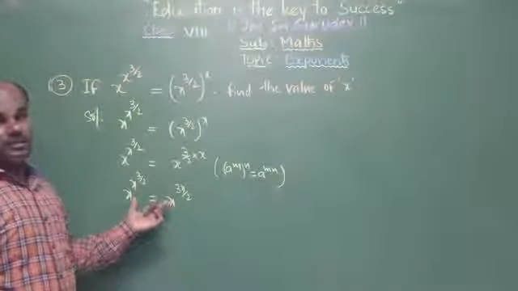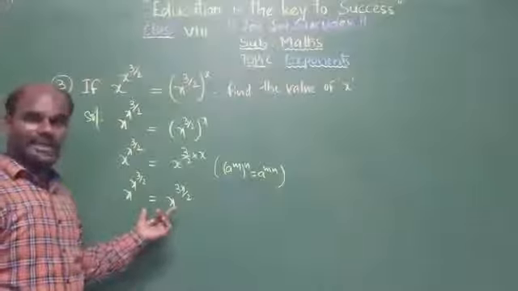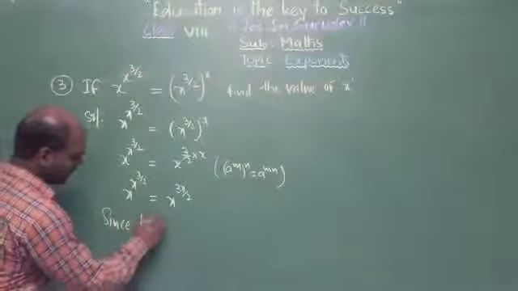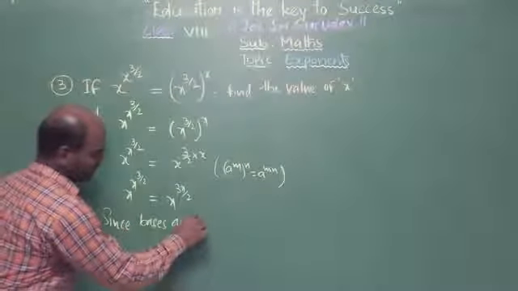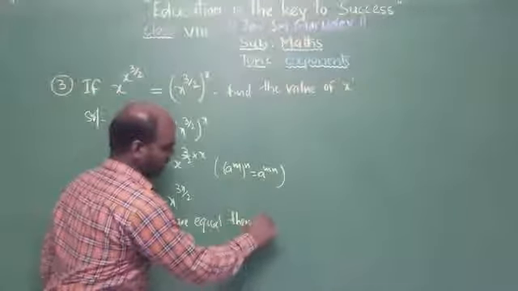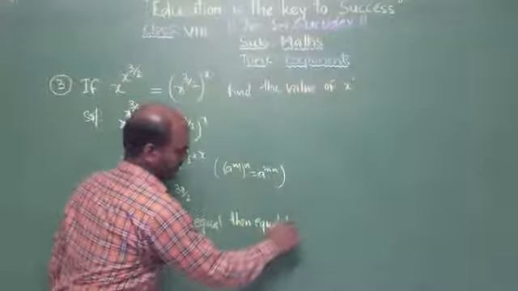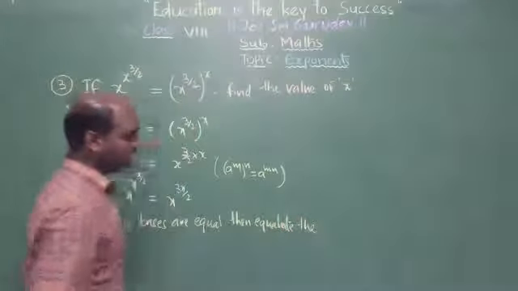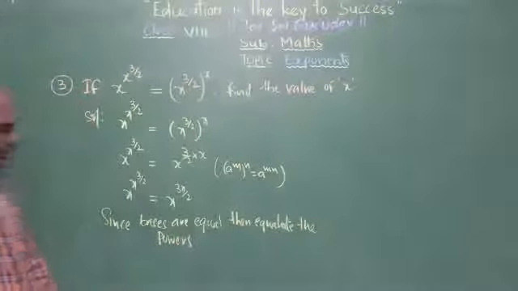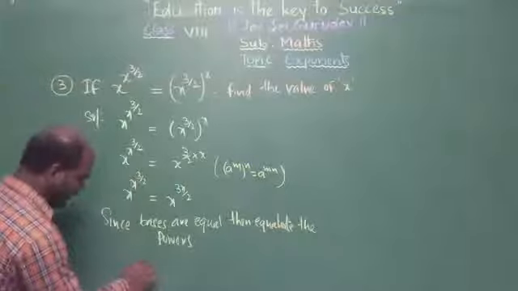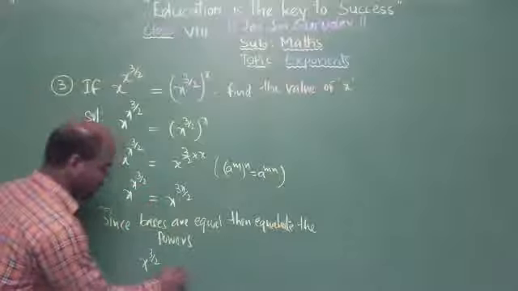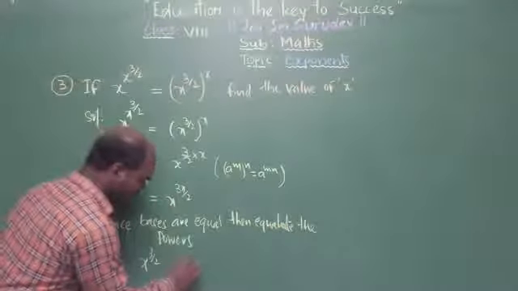Think of both as bases. Since the bases are equal, then the powers are also equal. Equal the powers. What we are saying here is that the power x power 3 by 2 is equal to 3x by 2.